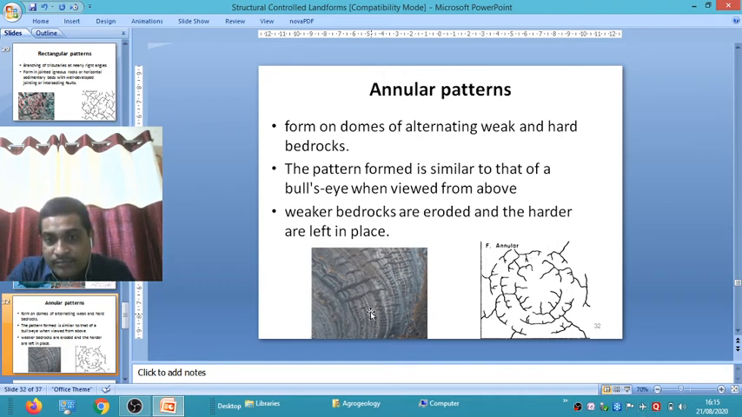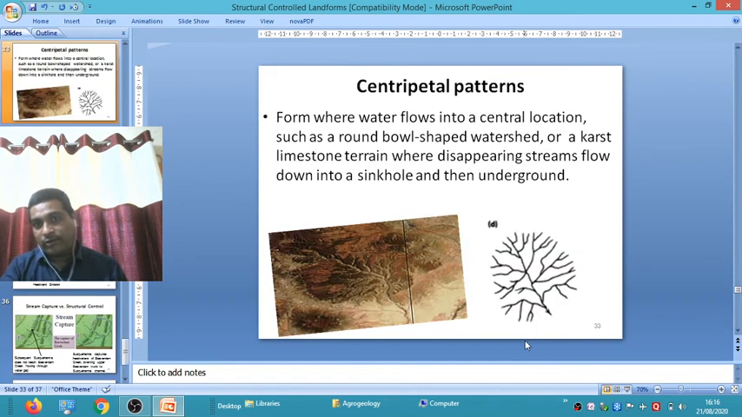You should see in this figure, this is one of the rivers, this is another river, and these types of drainage patterns are formed. When soft rock is present, erosion takes place and forms a number of streams in the form of an annular pattern.